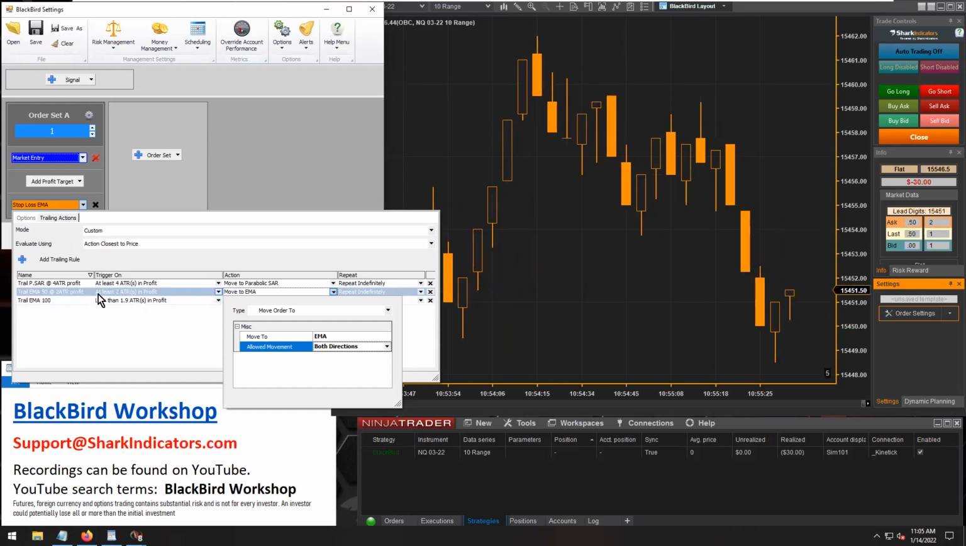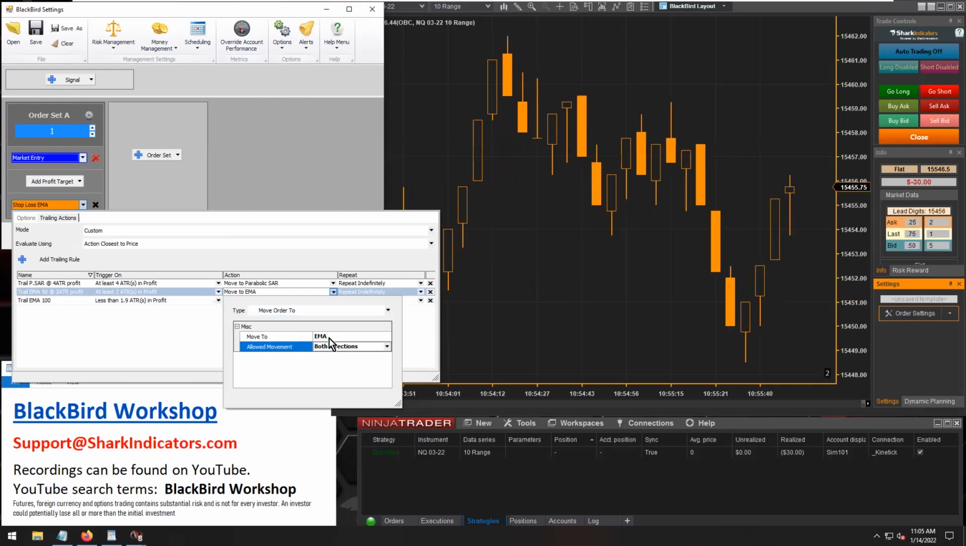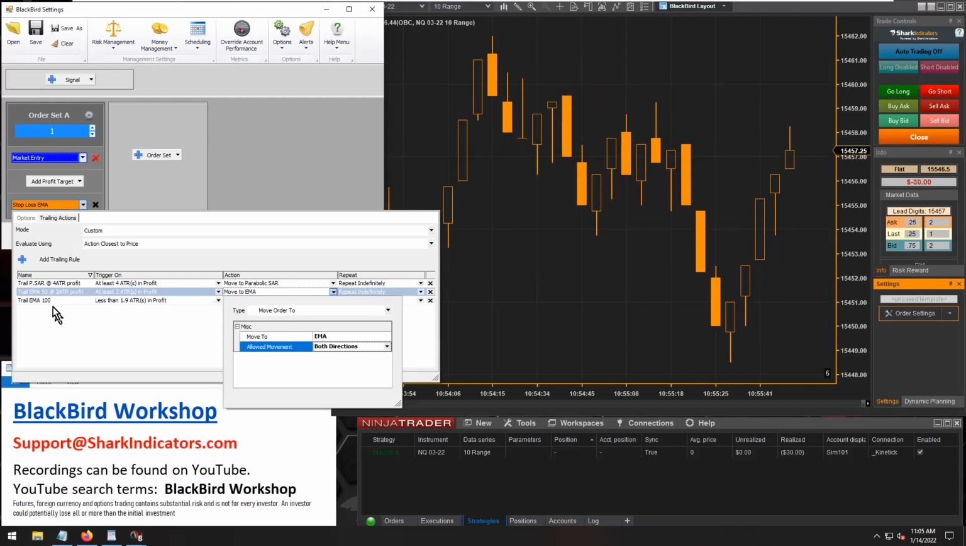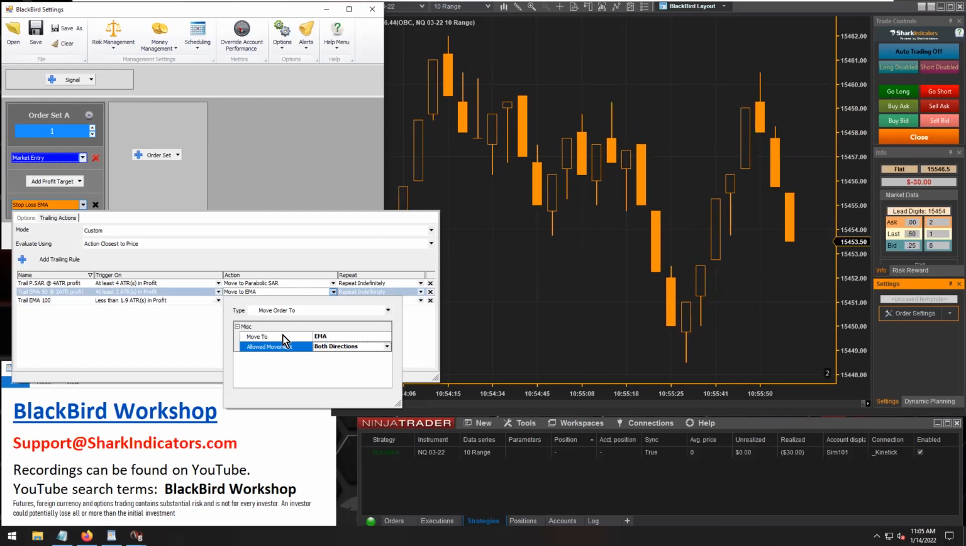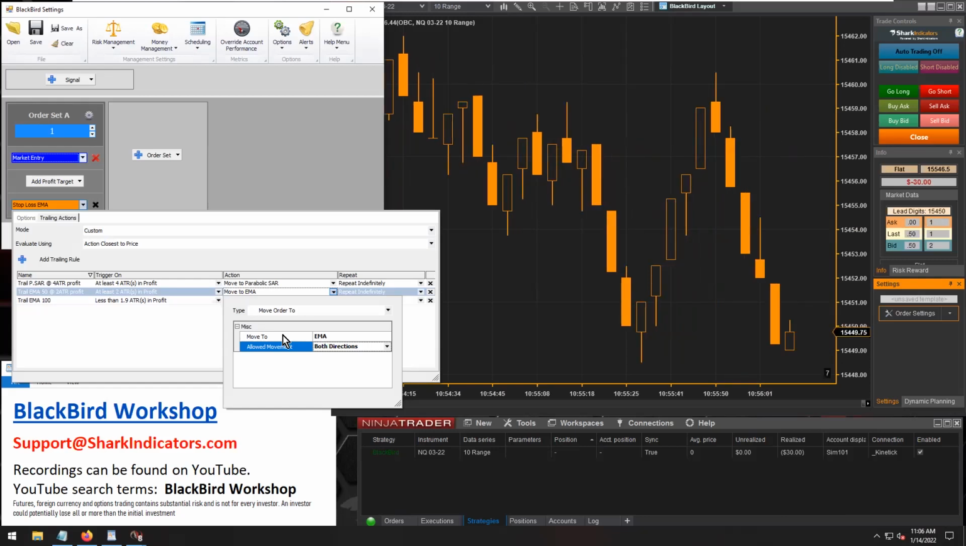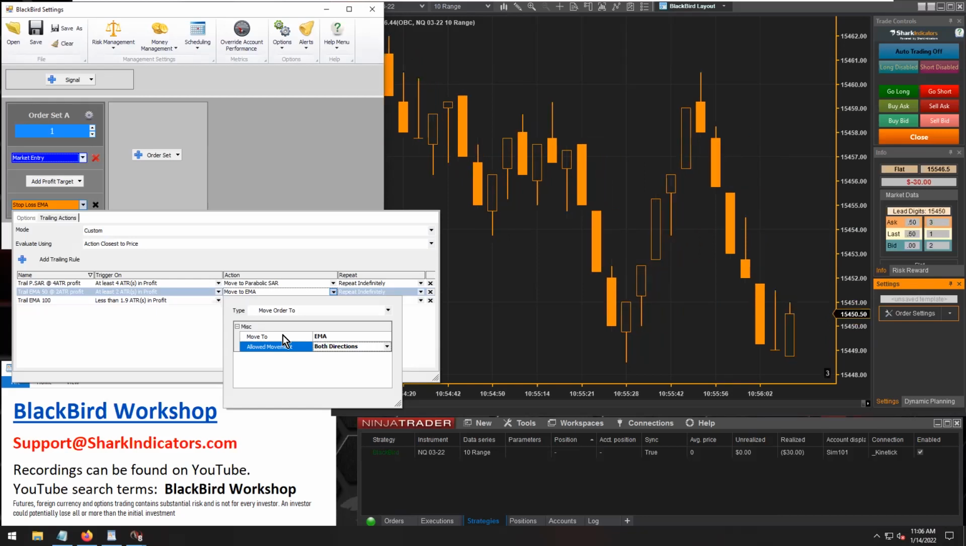So only this one trailing rule is now actually active. And so with that, BlackBird only has one choice to make, which is to trail the EMA 50. And so if the EMA 50 is further away than the EMA 100, then BlackBird will move that stop loss further away to the EMA 50. That would be an example. Probably not a good example, but that would be an example of a trailing rule widening a stop loss.